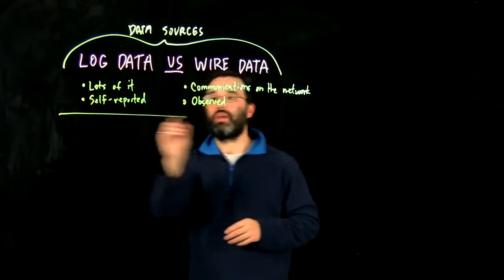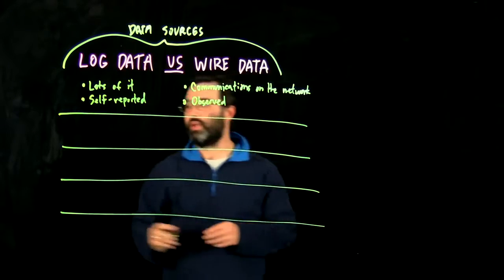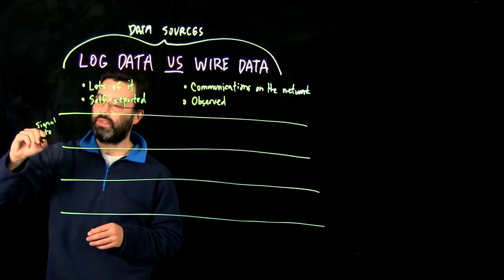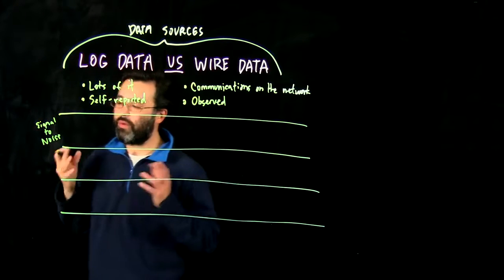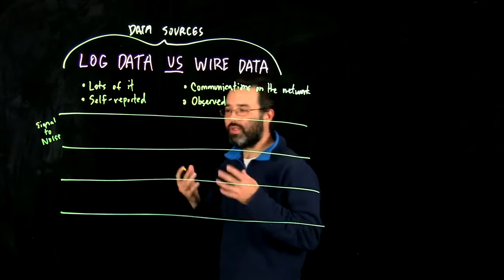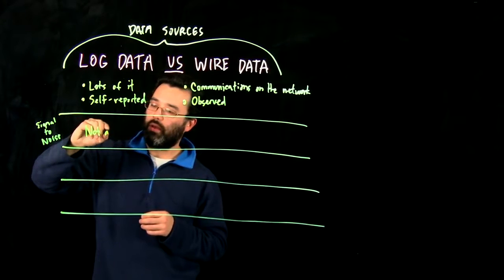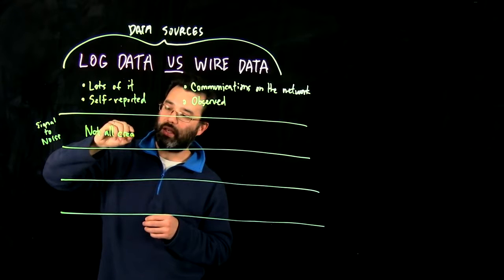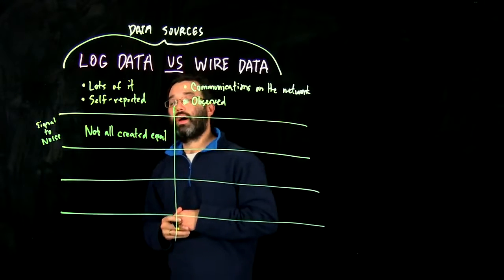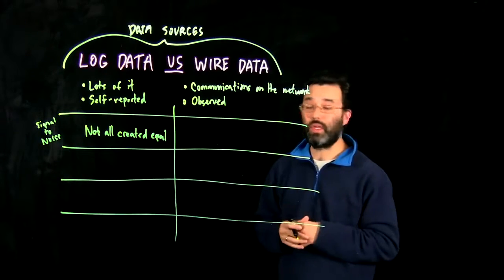Now, today, I want to compare log data and wire data on four categories here. The first is in terms of signal to noise ratio. How noisy is it? Log data requires a lot of effort to get nice and clean. It's hard to get a good feed. That's because not all logs are created equal. It really depends on the application developer or the hardware vendor, what they decided to include in the logging.